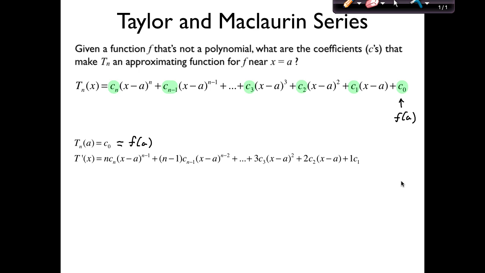So then what's the first derivative at a of the polynomial? What is it? Not 0. Not 1. C1, right? You plug a into this, all these go away except for 1·C1.